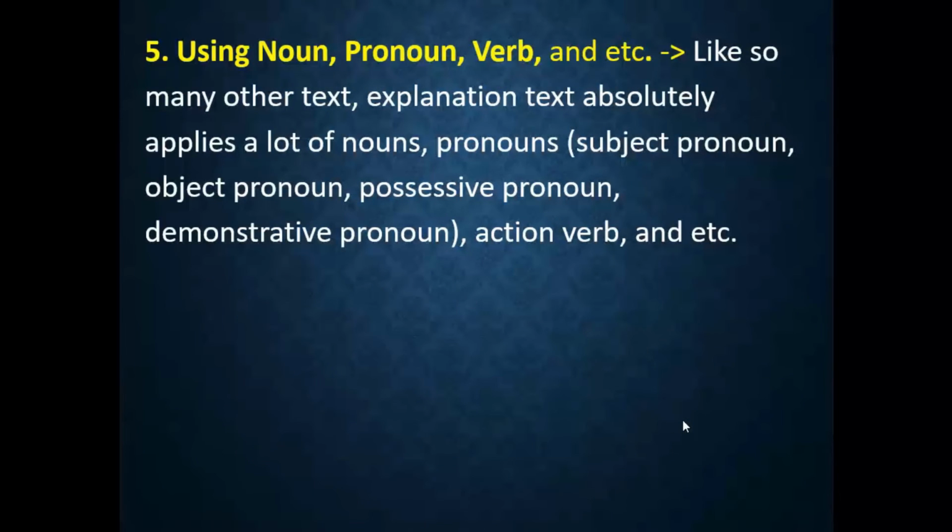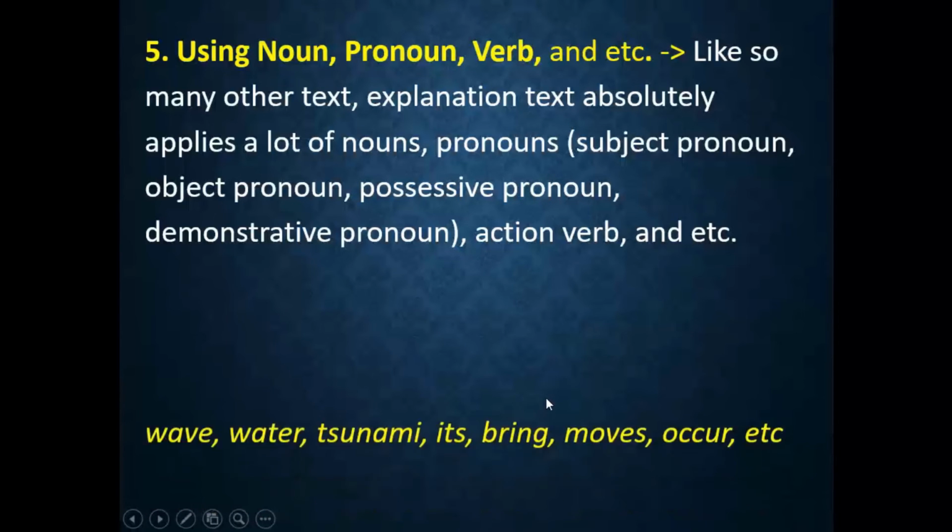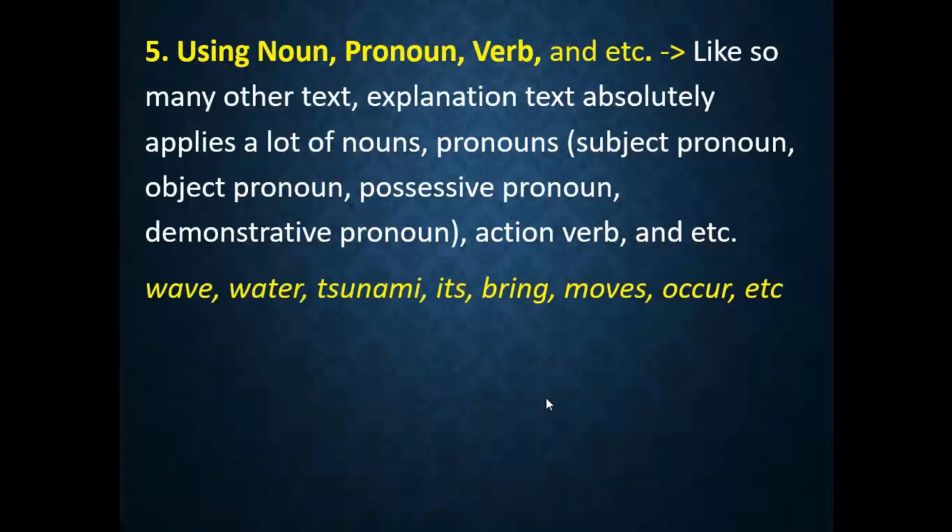Using nouns, pronouns, and verbs, like many other texts, the explanation text of course applies a lot of nouns, pronouns, possessive pronouns, demonstrative pronouns, and action verbs. For example, wave is a noun, water is also a noun, tsunami, its is a pronoun, and bring is a verb, moves is a verb, and occur is a verb.